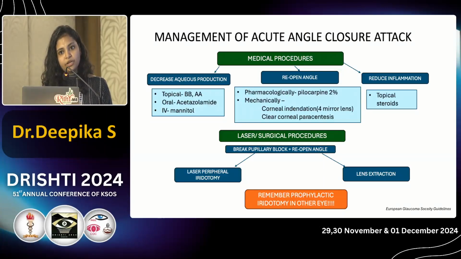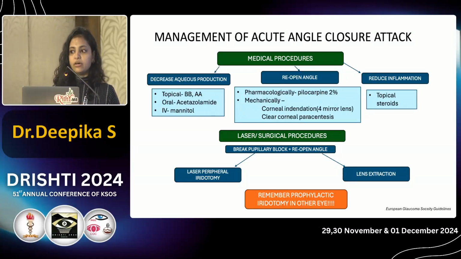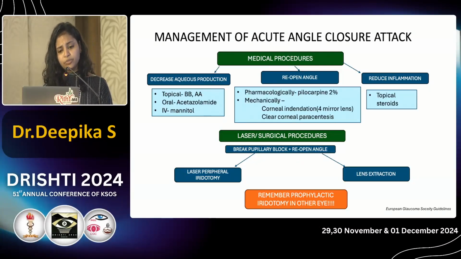IOP can be reduced by decreasing aqueous production with various drugs, but mainly we use topical beta blockers and alpha agonists. Prostaglandin analogs will be avoided in inflammatory conditions. Orally, acetazolamide 250 mg can be given to acutely reduce the IOP. IV mannitol can be given if there are no contraindications, usually at a dose of 150 to 200 ml, slow IV over 20 minutes. These reduce the IOP so that your view becomes clear for any manipulation.